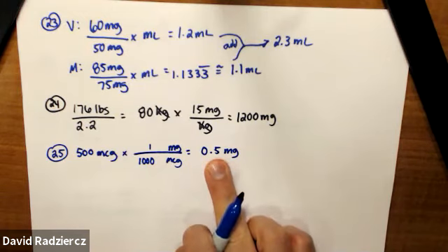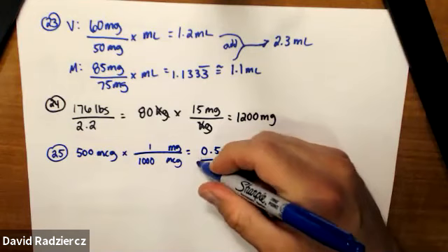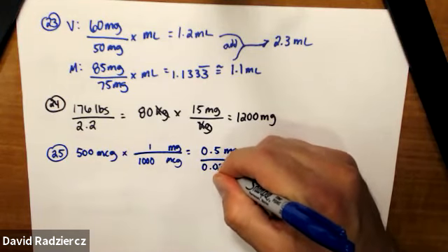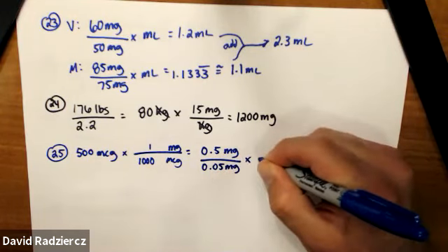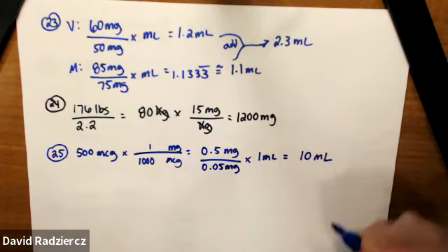Now I can use that as my order. And then if I'm doing ordered over have, 0.5 over the 0.05 times my milliliter, and then I get 10 milliliters.